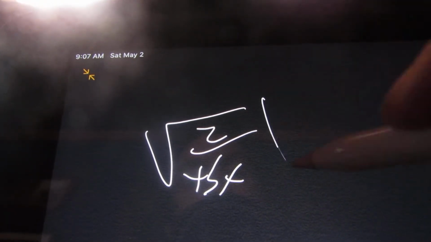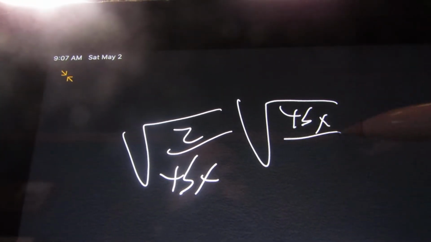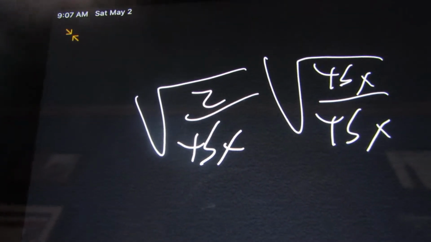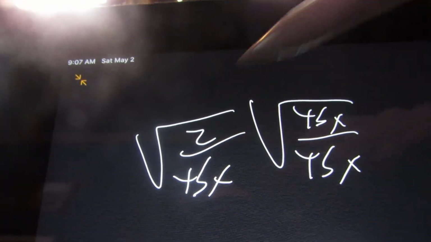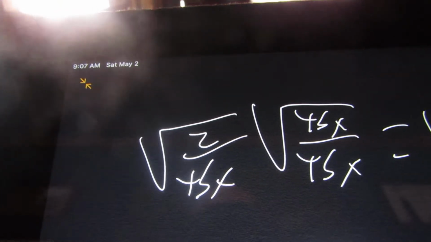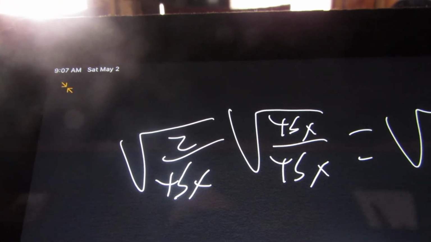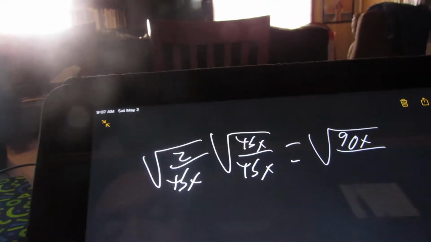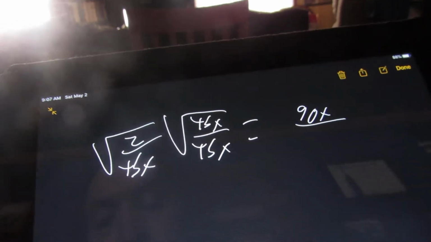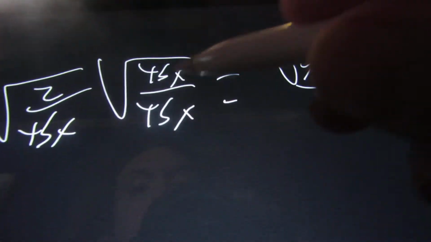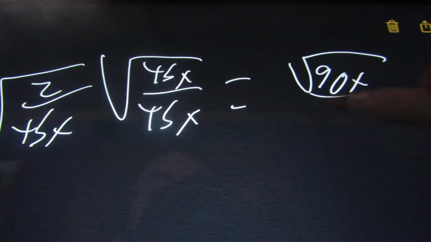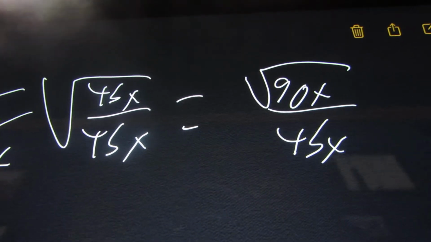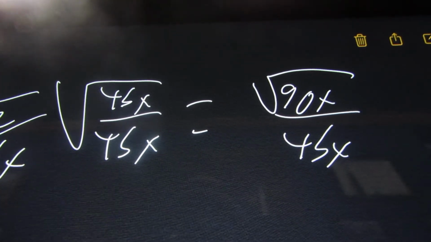So I'm going to multiply this by square root of 45x over 45x. So they're in the same square root sign. We can go ahead and leave it like that. Now 2 times 45x is going to be 90x over, and let me rewrite this so that it's neater. It's just going to be square root of 90x, but in the bottom we're just left with 45x because it was 45x times 45x under the square root. So now we have that.